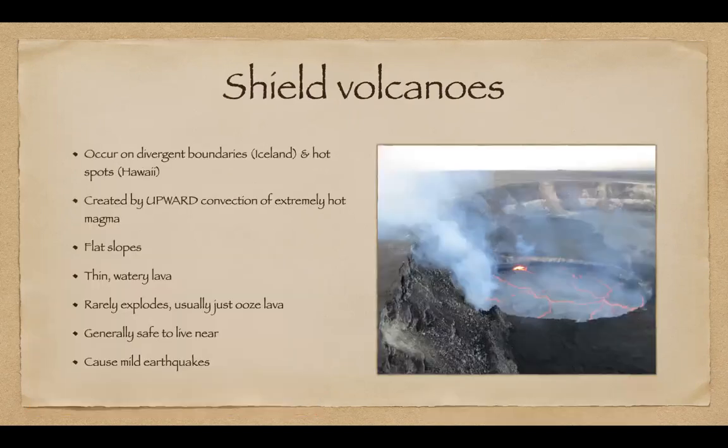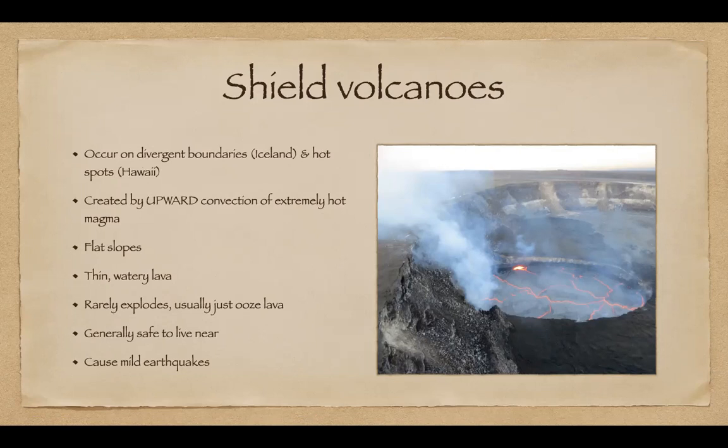So we'll start with shield. The picture you're seeing there on the right is a lava lake in a caldera of a shield volcano. Shield volcanoes usually happen in one of 2 places, either a divergent plate boundary where the plates are separating, or at a hot spot in the middle of a plate. And the best example of that is Hawaii, the state in the United States. It is created by upward convection.